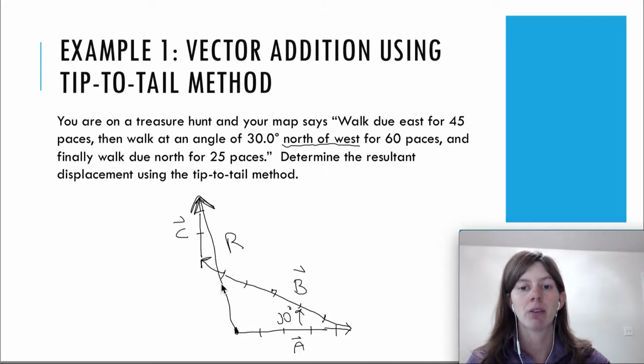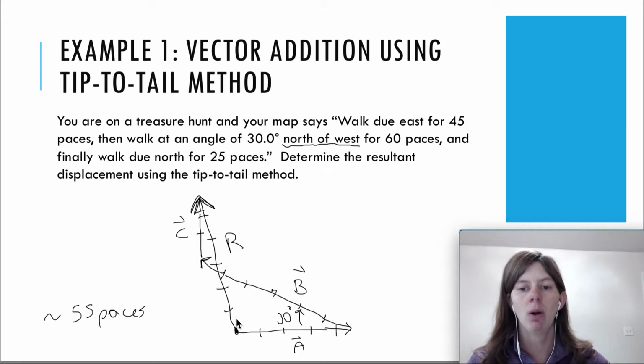I'm just going to approximate, trying to use the same distance here for each of my 10 paces. 1, 2, right? Each of these are 10 paces. 1, 2, 3, 4, 5. I'll say I have about 5.5 tick marks, which is approximately 55 paces. This is just an approximation.